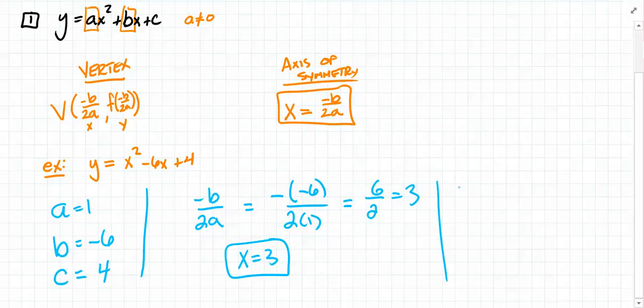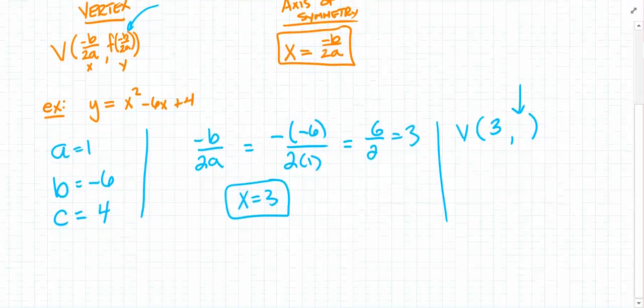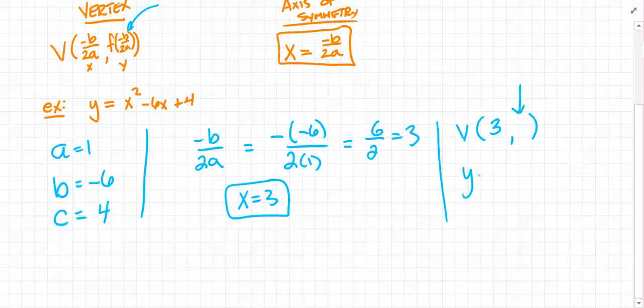Now that I have the axis of symmetry, I want to find the vertex. The vertex, again, is a coordinate. It's either the maximum or the minimum. I already know that the x value is 3. How do I get the y value out? According to this, we can just plug the x value back through the function. So y would have to be 3 squared minus 6 times 3 plus 4. Do you see what I did? I just took the x value and plugged it back into my original function.